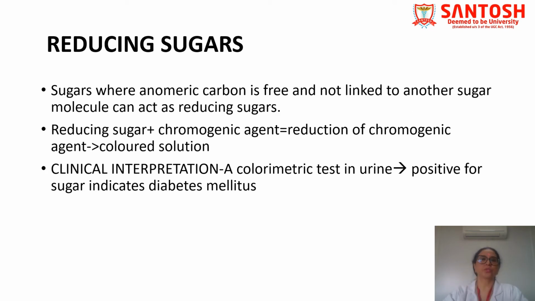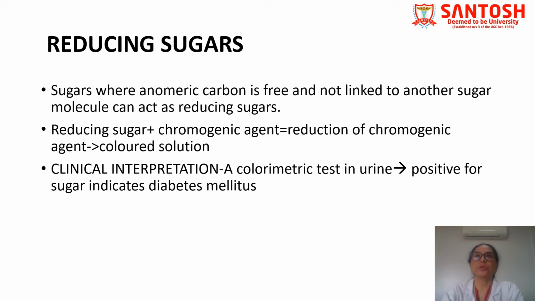Now reducing sugars. Sugars where the anomeric carbon is free and not linked to another sugar molecule can act as reducing sugars, which we have already discussed. So all monosaccharides are reducing sugars. In disaccharides, except for sucrose, others are reducing sugars. How do we identify the reducing sugars in a sample?